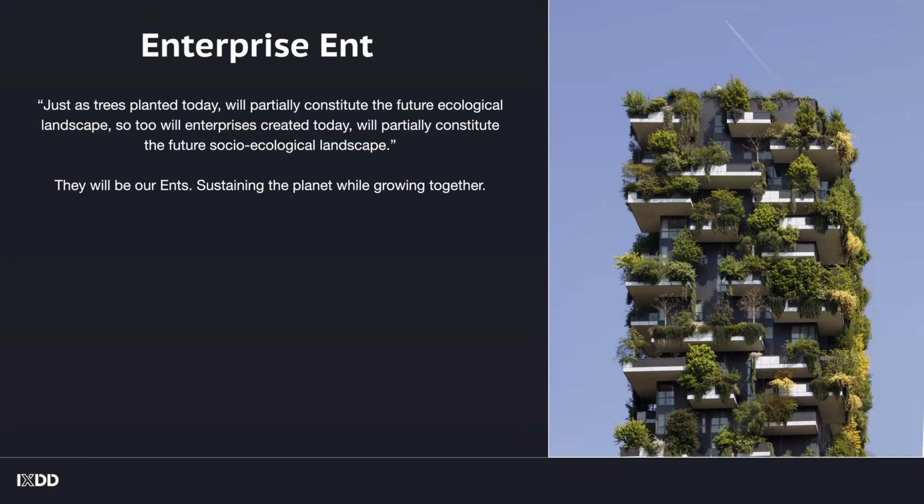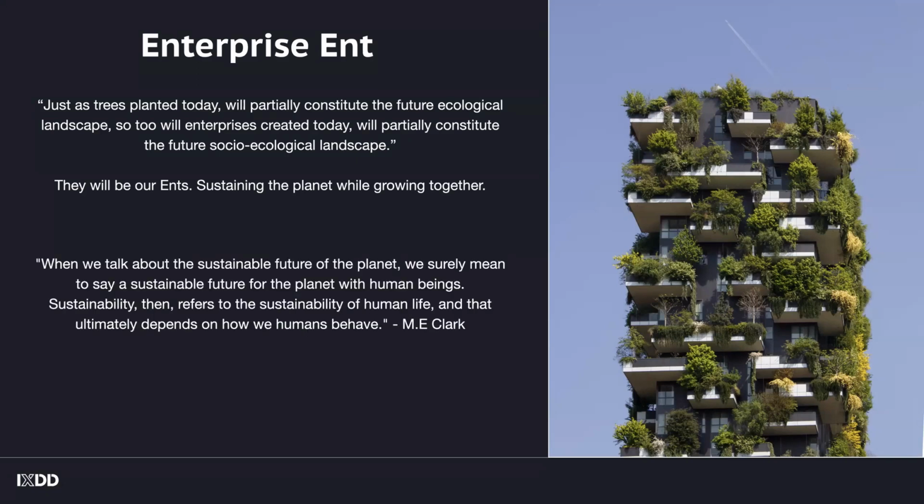We are not just using them now, but we are also using them to create our future. So they will be our Ents. In fact, I would say they have to be our Ents because they are such giants on this planet. And we have to sustain the planet while also growing together. Now, an important point to remember here is that when we talk about a sustainable future of the planet, we surely mean a sustainable future with human beings in it. I don't think we imagine a sustainable future without human beings. That would be more like a dystopian future.